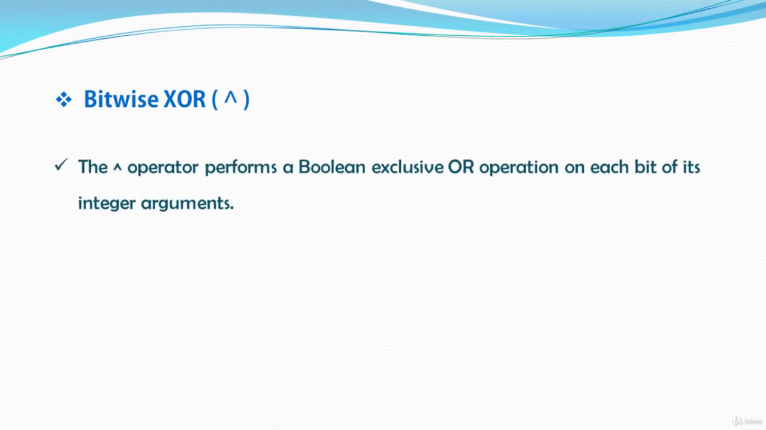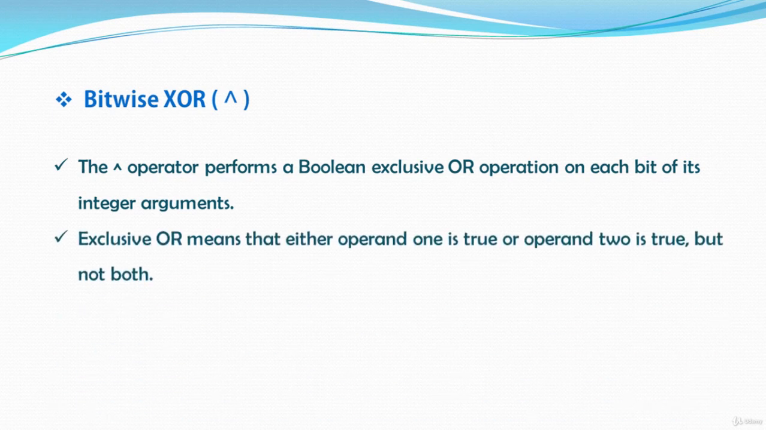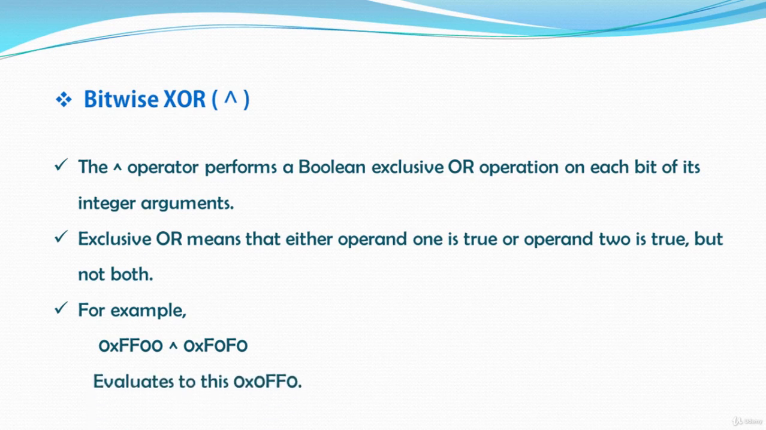The next bitwise operator is XOR. The XOR bitwise operator performs a Boolean exclusive OR operation on each bit of its integer arguments. Exclusive OR means that either operand 1 is true or operand 2 is true, but not both. For example, we have this example with the XOR operator. When you execute this, you will get this hexadecimal value, right?